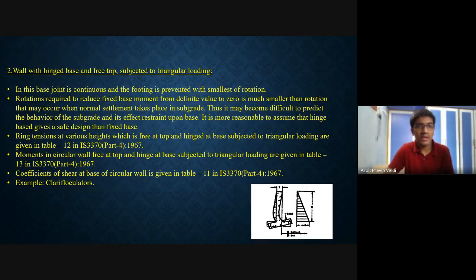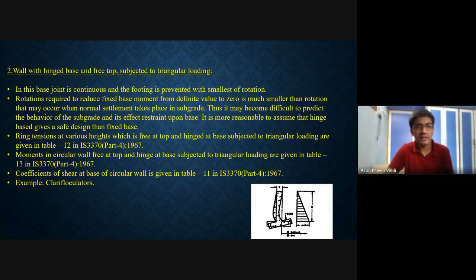Then second, wall with hinge base and free top. In this, the base joint is continuous and the footing is prevented with smallest of rotation, where rotation is required to reduce the fixed base moment from definite value to say 0, which is much smaller than rotation that may occur. So when normal settlement takes place in subgrade, it may be difficult to predict the behavior of subgrade, and the hinge base gives a safe design than fixed base.